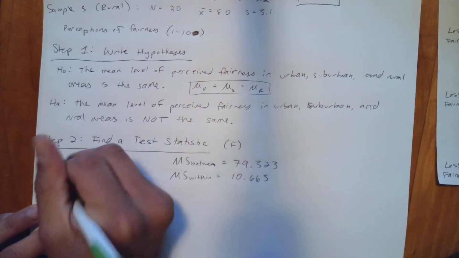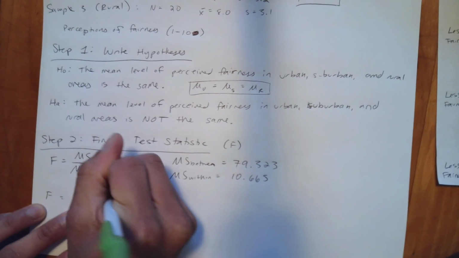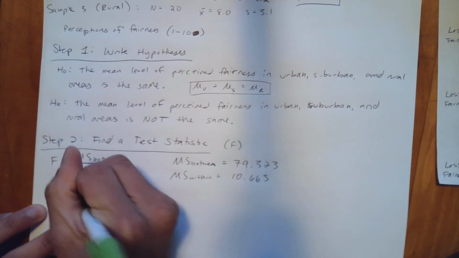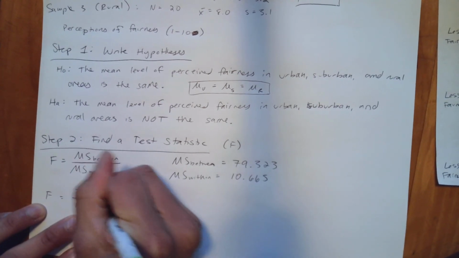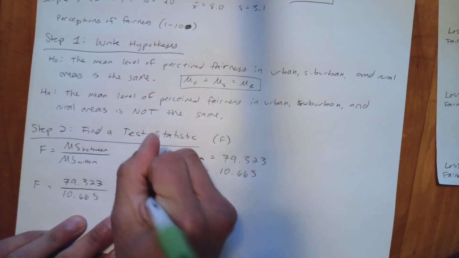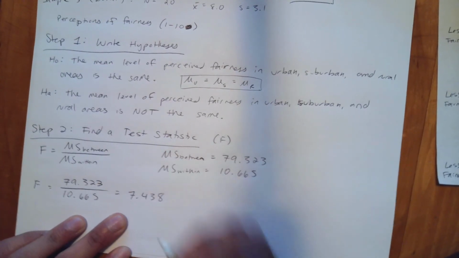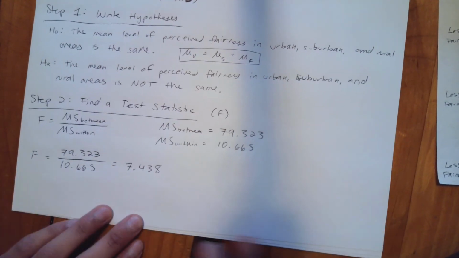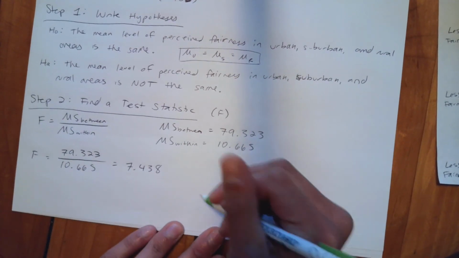So we're going to divide 79.323 by 10.665, and that's going to give us an F value of 7.438. All right, so we found our test statistic.